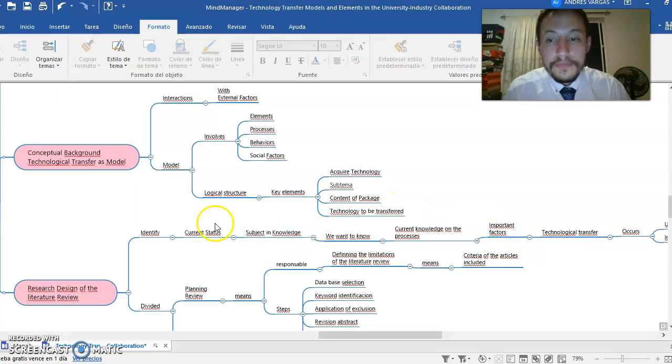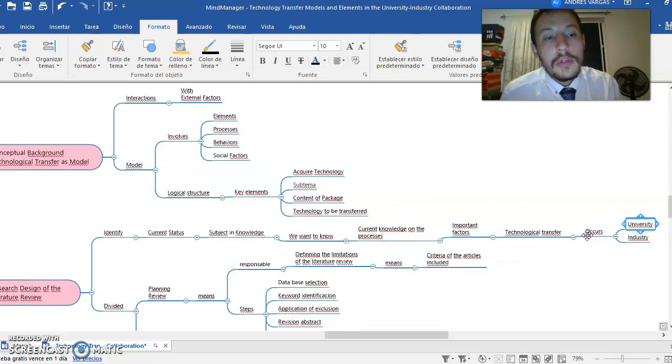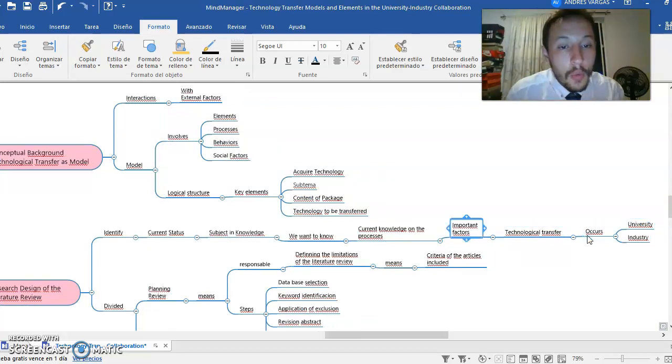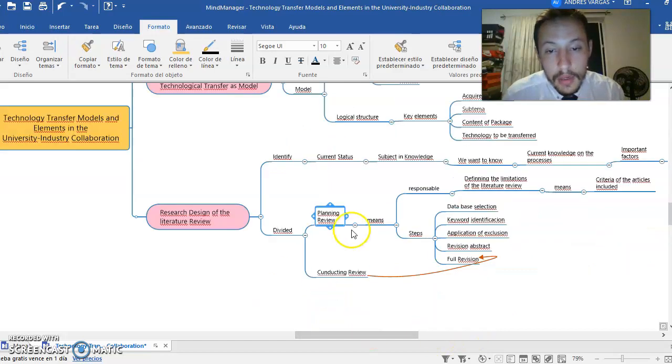Also, in identifying the research, we have important factors of technology transfers that occur between the university and the industry. What important factors? All the knowledge between the university and the industry. Also, the research is divided at a planning level here. That means, who is responsible?